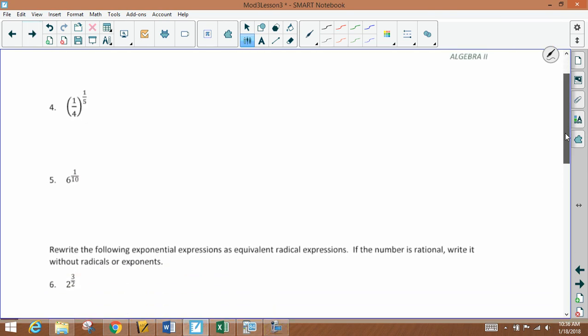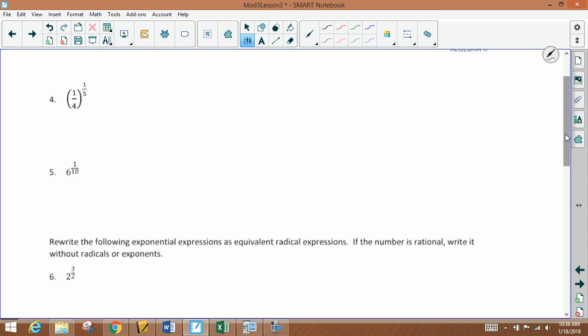So for this one, we're going to write this as... so the 5 goes there, right? So that's the 5th root of 1/4. And we're going to leave it at that. Technically, we should rationalize our denominator, but we're not going to do that.